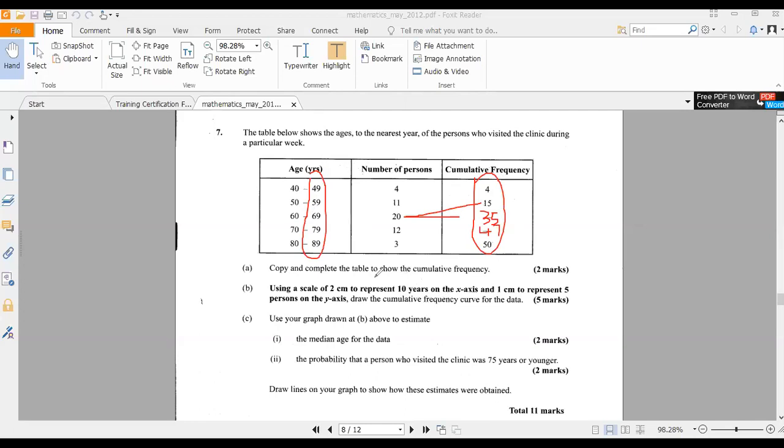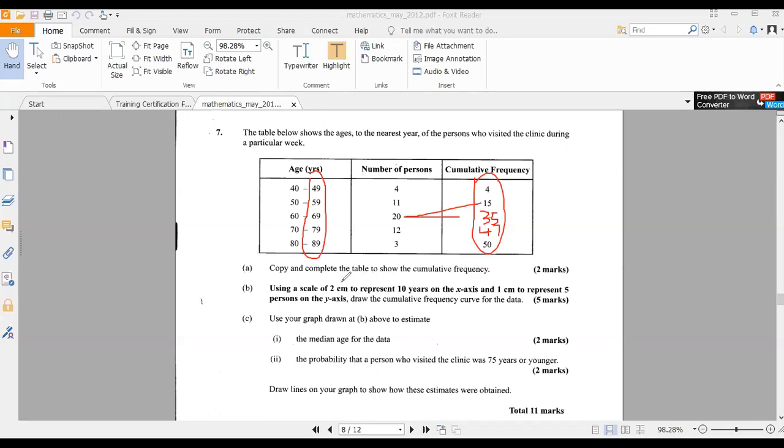So when I go on the graph, it will be easier for me: 49 to 89. Right? So 49 to 89. Then you have 4, 5. If somebody writes it down, please let me know so that I can move on to the graph. 4, 15, 35, 47, 50. Okay, sir.